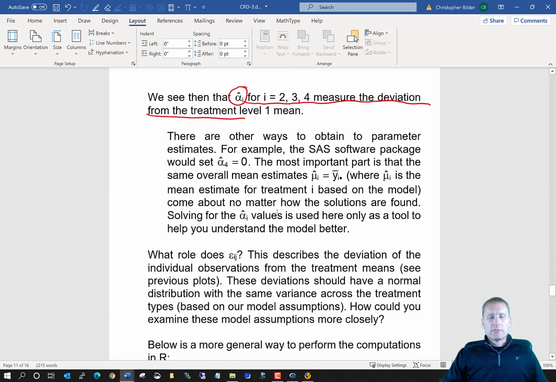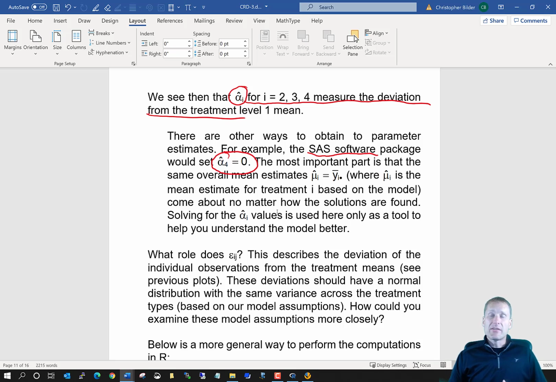Now, there are other ways that you could take care of this problem of 5 unknowns with 4 equations. So, for example, some of you might run into a statistical software package called SAS. This used to be for a very long time the top statistical software package out there. That's no longer true. But the way that SAS would approach this problem, and lots of people still use SAS, it would say, okay, let's let the last treatment level, design type 4, we're going to set that alpha to be 0.